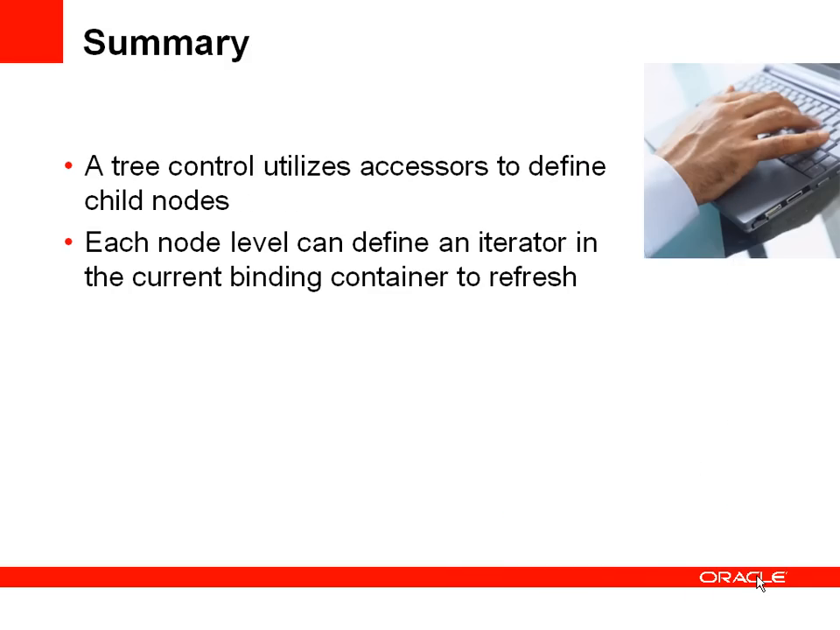So to summarize, you've seen how a tree control can utilize the accessors that are defined at a view object to define the child nodes on that tree control, and at each level of that tree control you can define which iterator should be refreshed whenever that node has been selected.